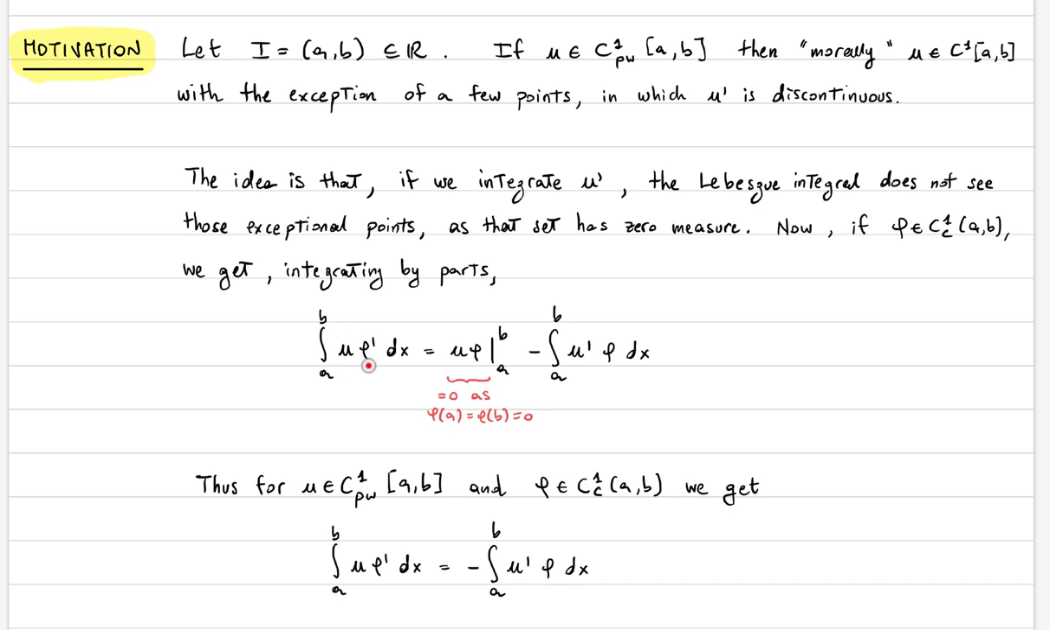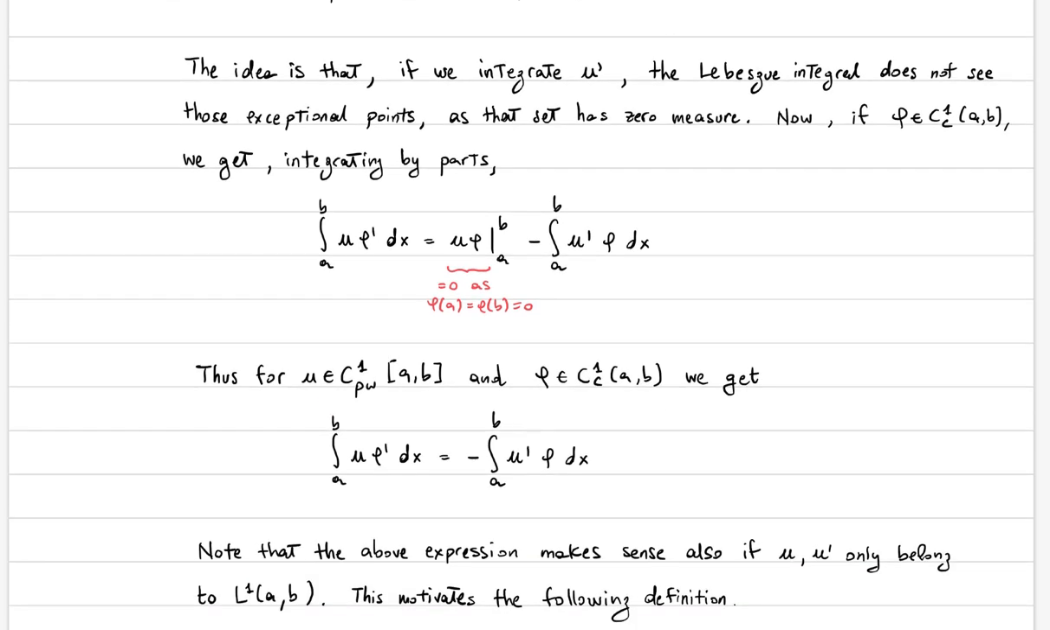This is all legal because almost everywhere this guy here, u times phi, is differentiable, because phi is C1 and u is C1 except for a finite number of points. So you can actually integrate by parts and get u times phi evaluated at the endpoints of the interval (a,b), minus the integral on (a,b) of u prime times phi. And again, this makes sense because we're assuming u to be piecewise C1. Now this term is 0 because phi is compactly supported, so phi of a is equal to phi of b, which is equal to 0.